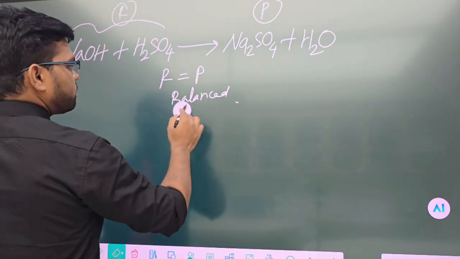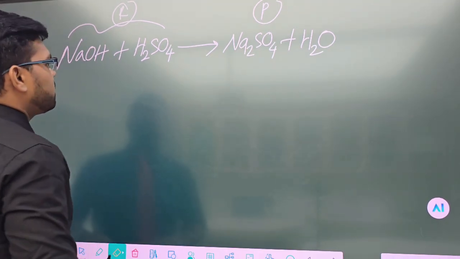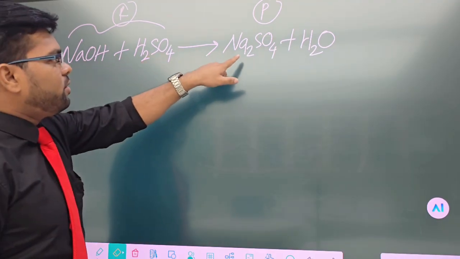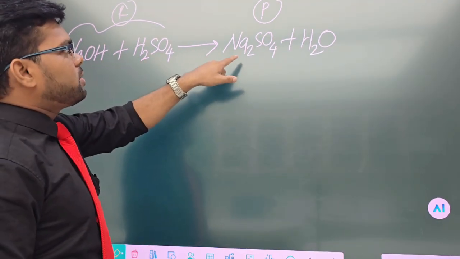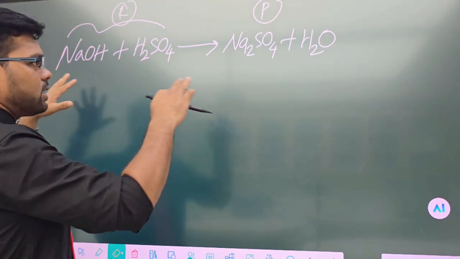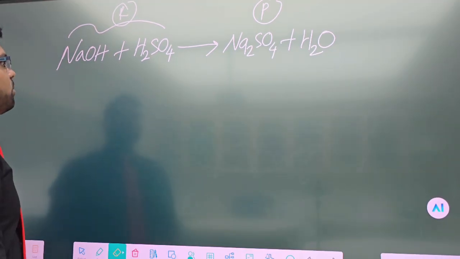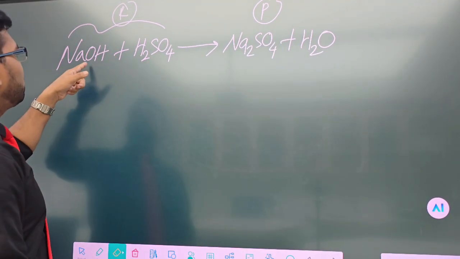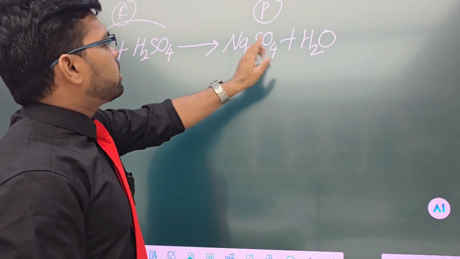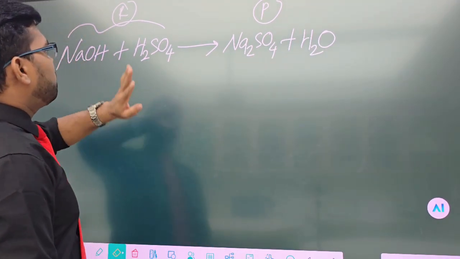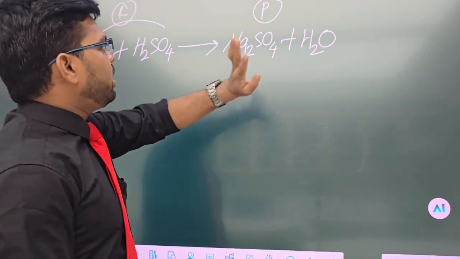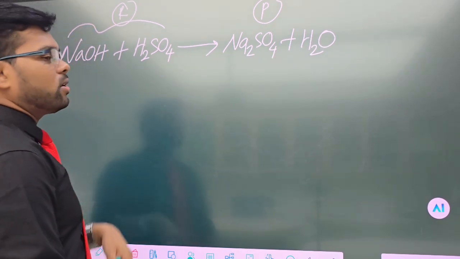Now let us check whether it is equal or not. I can see one sodium on the left side. However, there are two sodium atoms at the product side. Therefore, it is not a balanced equation. The oxygen number is 4 here and 1 here, so 5. Oxygen number 5 is okay, but hydrogen is 3 here and actually 2 here. So hydrogen is also not balanced.